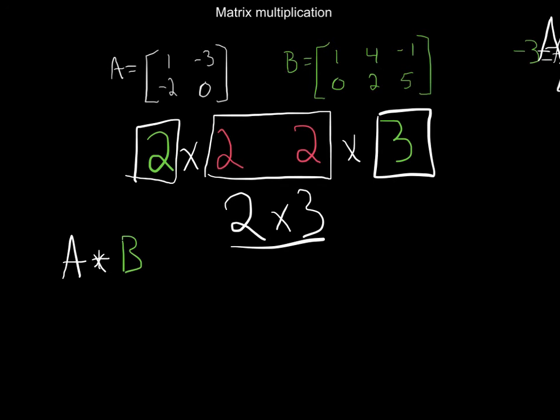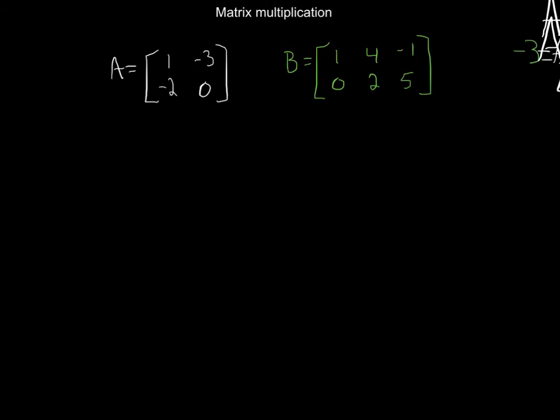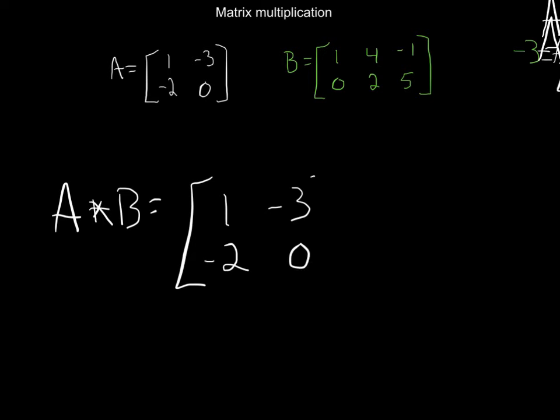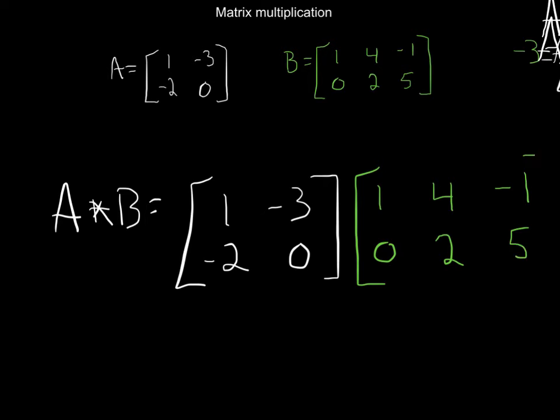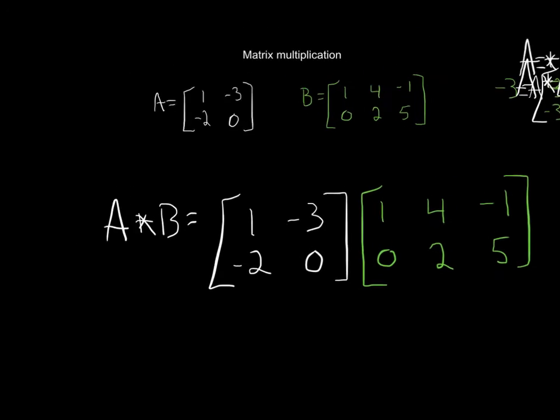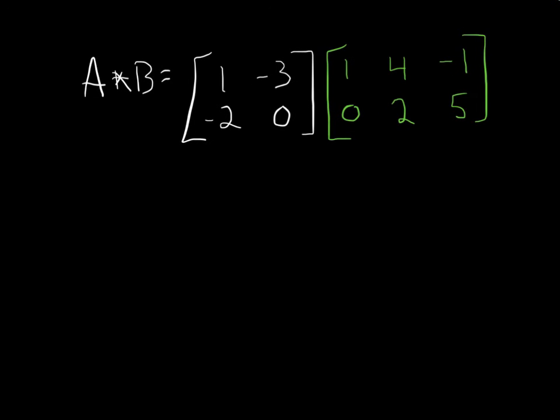Okay? Those are very good things to note before we even start the process. So now we're ready to start. We have A times B, so I'm going to go ahead and write this out. Our first matrix is 1, -3, -2, and 0, times 1, 4, -1, 0, 2, 5. Okay? Now, for the first matrix, I multiply down the first row, and for the second matrix I multiply down the first column.